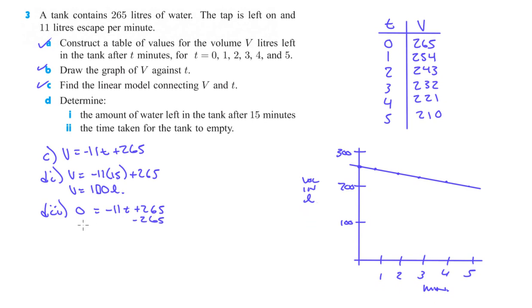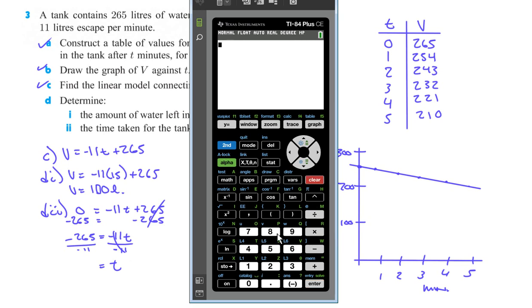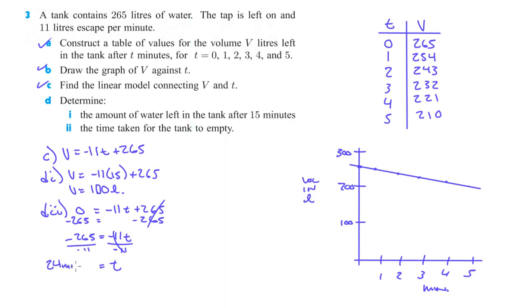So subtract 265, or you could add 11T to both sides, whichever floats your boat. So this goes away. We get negative 265 equals negative 11T. Divide both sides by negative 11. Since we got a negative over a negative, I'm just going to save some time and do 265 divided by 11. And that gives us 24.09. So we'll say 24 minutes.